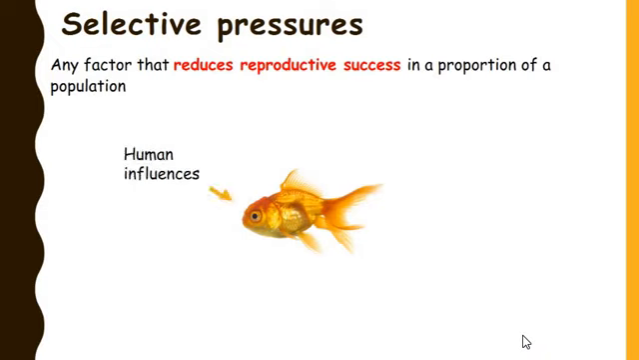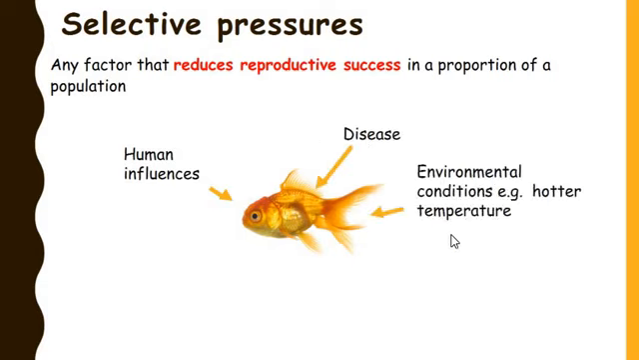And that could be things like human influences. It could be things like pollution, for example. It could be disease. It could be environmental conditions like hotter temperatures, which we're seeing due to climate change now. Some organisms are not going to be able to handle that. It could be predation, so it could be that if we had a population of wolves and moose, and we suddenly increase the population of wolves somehow, then obviously that's a selective pressure on the moose. It could be competition just within the same species.